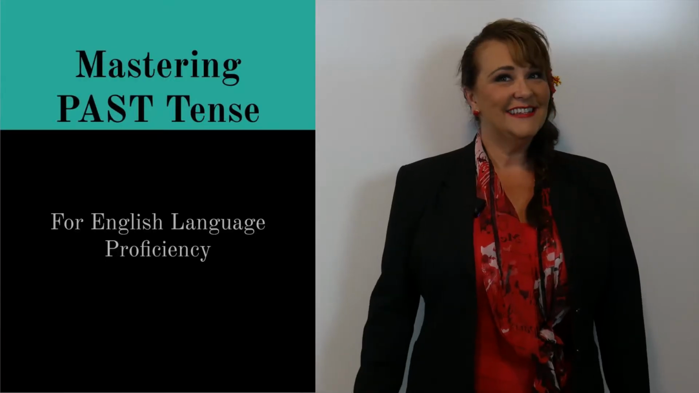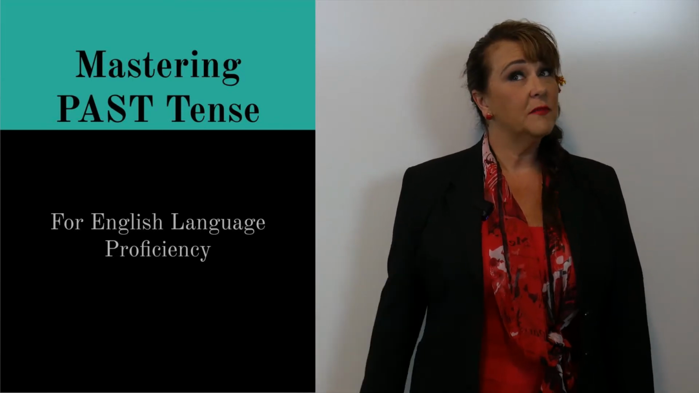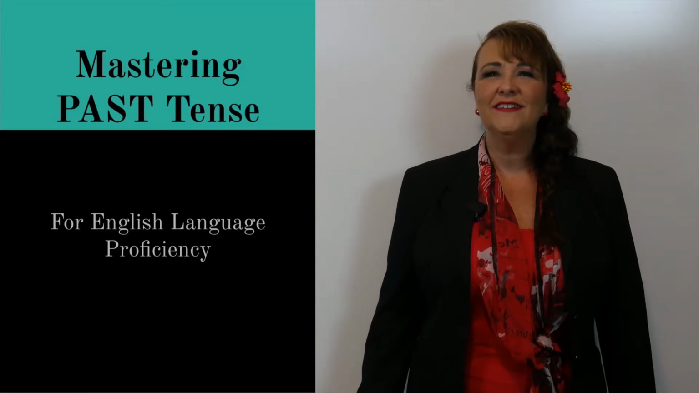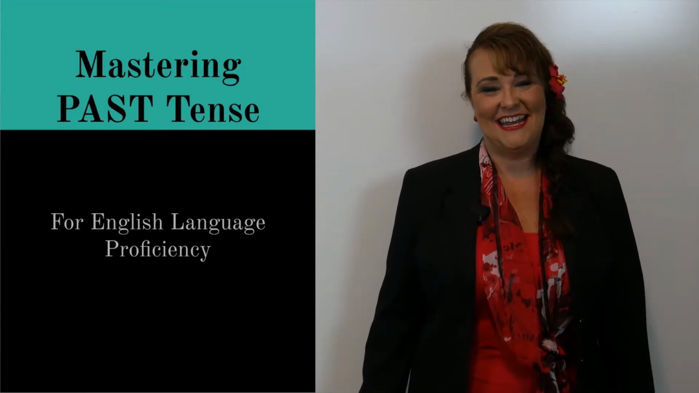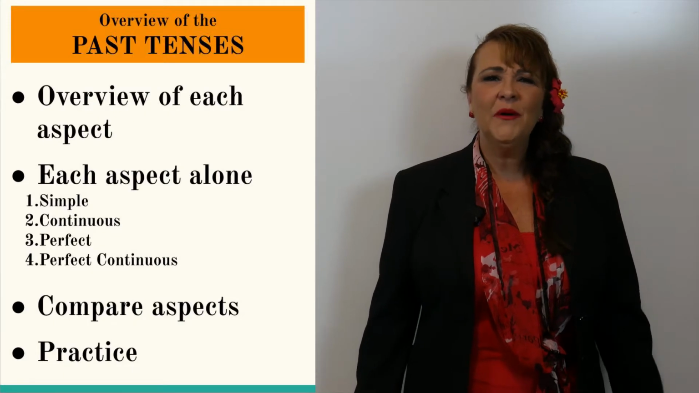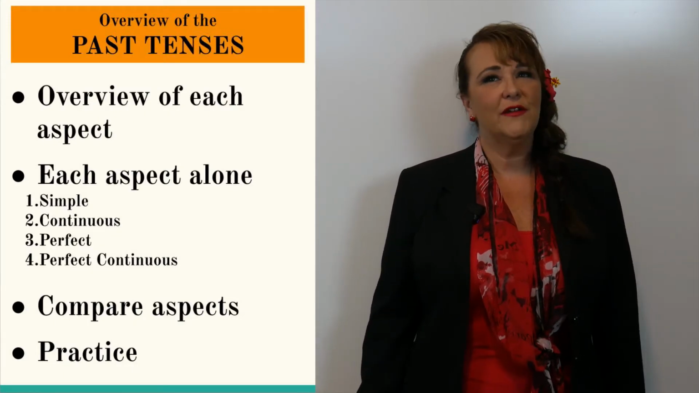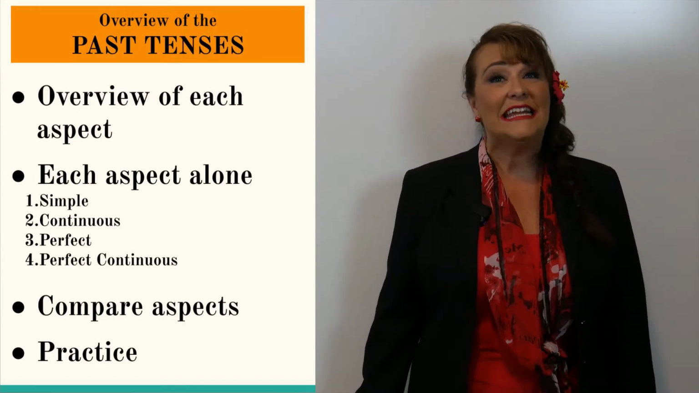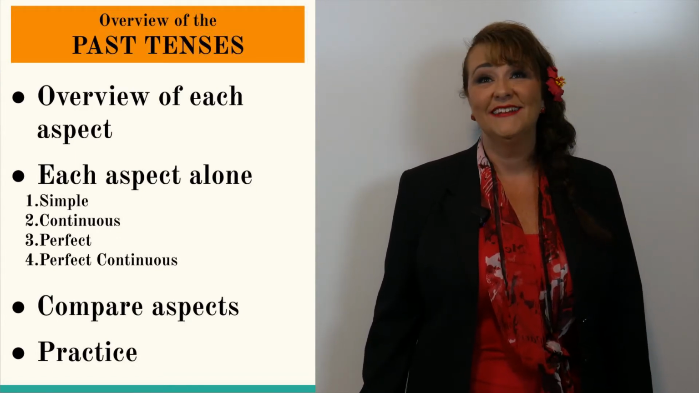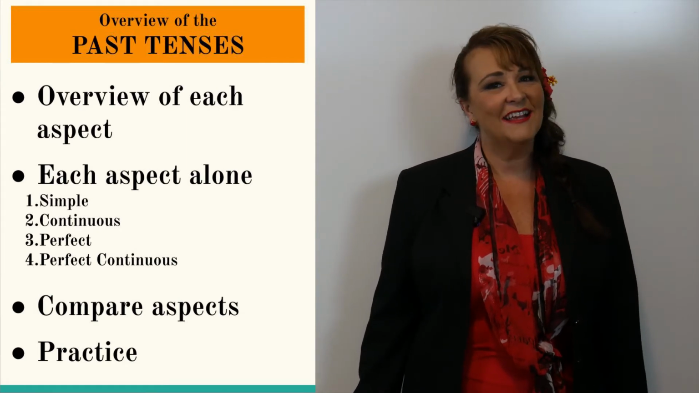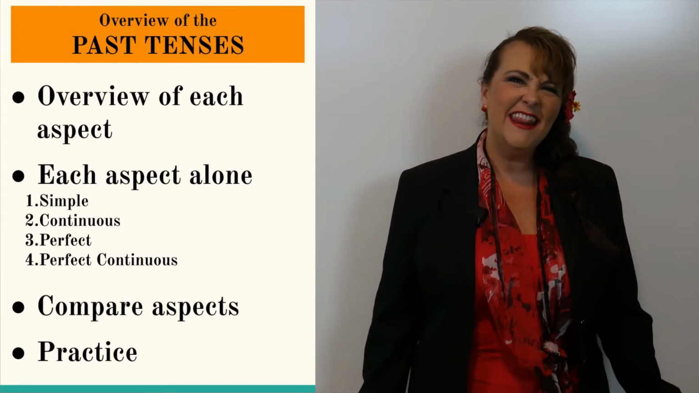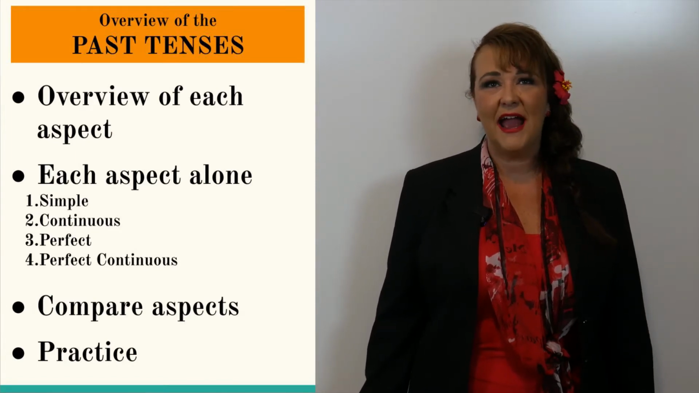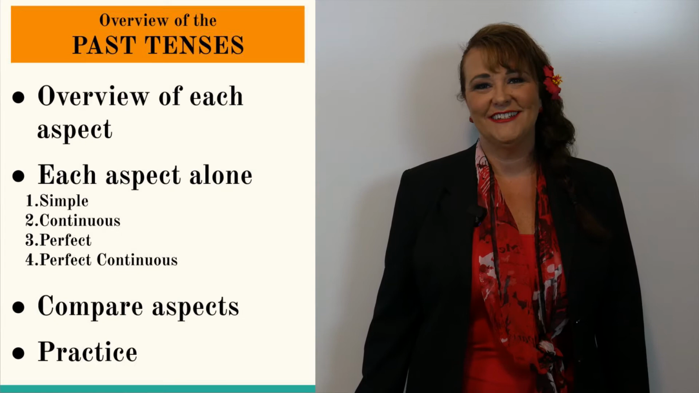So in the last lesson, we explored the 4 aspects of the present tense. In this lesson, we're going to look at the past tenses. I'm going to start with an overview of all of the aspects, then talk about each aspect individually, compare some of the aspects together, and then take a close look with an opportunity to practice what you've learned.